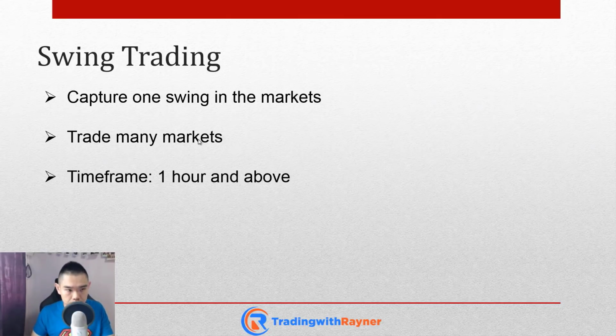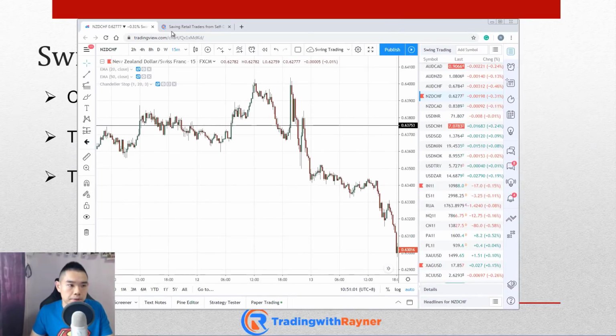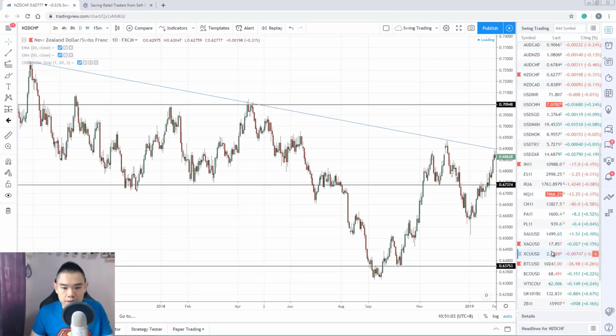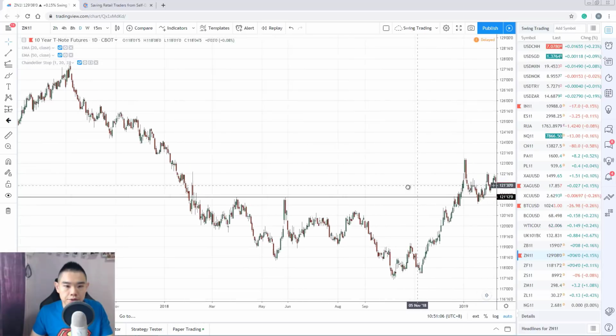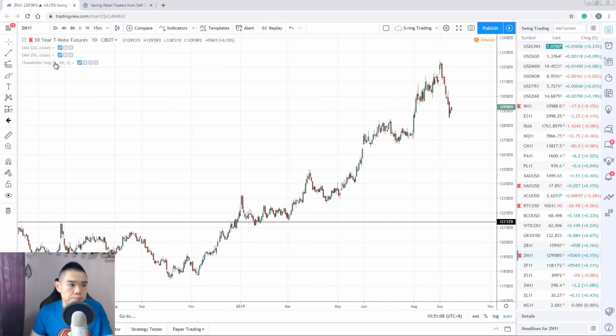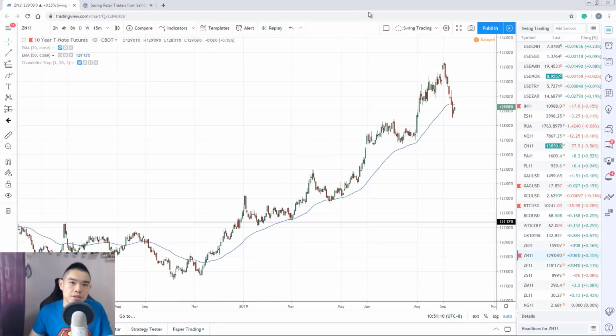It's possible. So now let me share with you how swing trading looks on a chart and how you can actually, so to speak, predict the end of the trending move in a trending market. So let's have a look at this bond market, the 10-year. You can see that over here, if you just pull out the 50 MA, you know that this market is in a healthy trend.